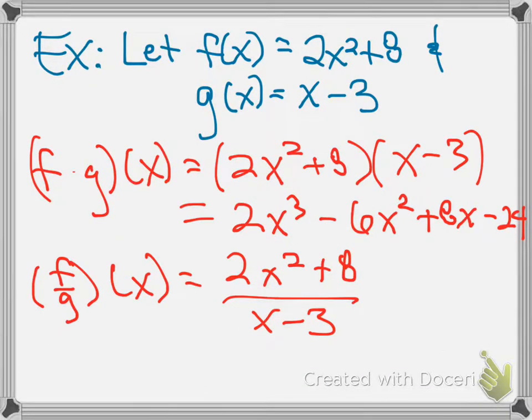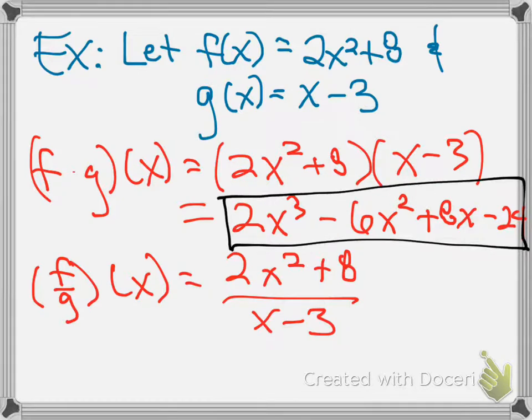Okay, last two possibilities. Our third function, when we multiplied our two functions together, was 2x cubed minus 6x squared plus 8x minus 24. Just like our first two examples, our domain here is going to be all real numbers because there's no value of x that we can't plug in there.